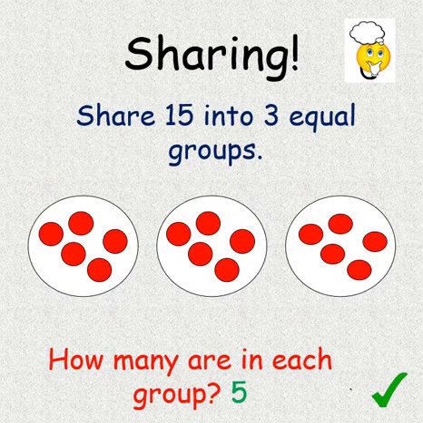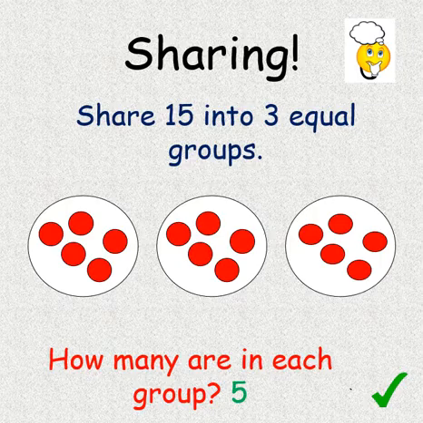Well done if you worked out that there are 5 in each group. So you should have made 3 groups because we had to make 3 equal groups. And if you shared 15 counters, you should have had 5 in each group. So well done if you got that right. Don't worry if you didn't, because we will keep practicing.